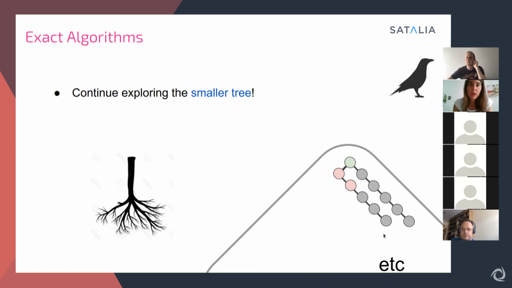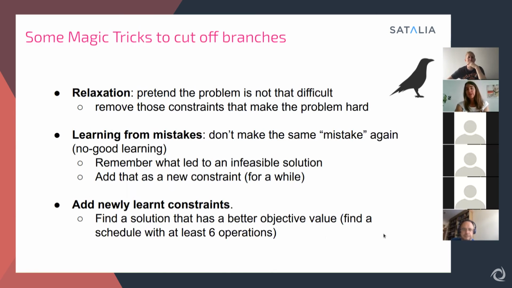So how can you cut off branches? There are several different approaches, several different ideas behind it. Here are some of them that are used in different solving paradigms. The first one is called relaxation, and it's really called relaxations in the mathematical term. The idea is that you just pretend that the problem is actually not that difficult, which means you're going to remove some constraints of your problem. You're going to remove those constraints that make the problem really hard, and then you're going to solve it. And this can be helpful to cut off branches or to make some analysis in the nodes.